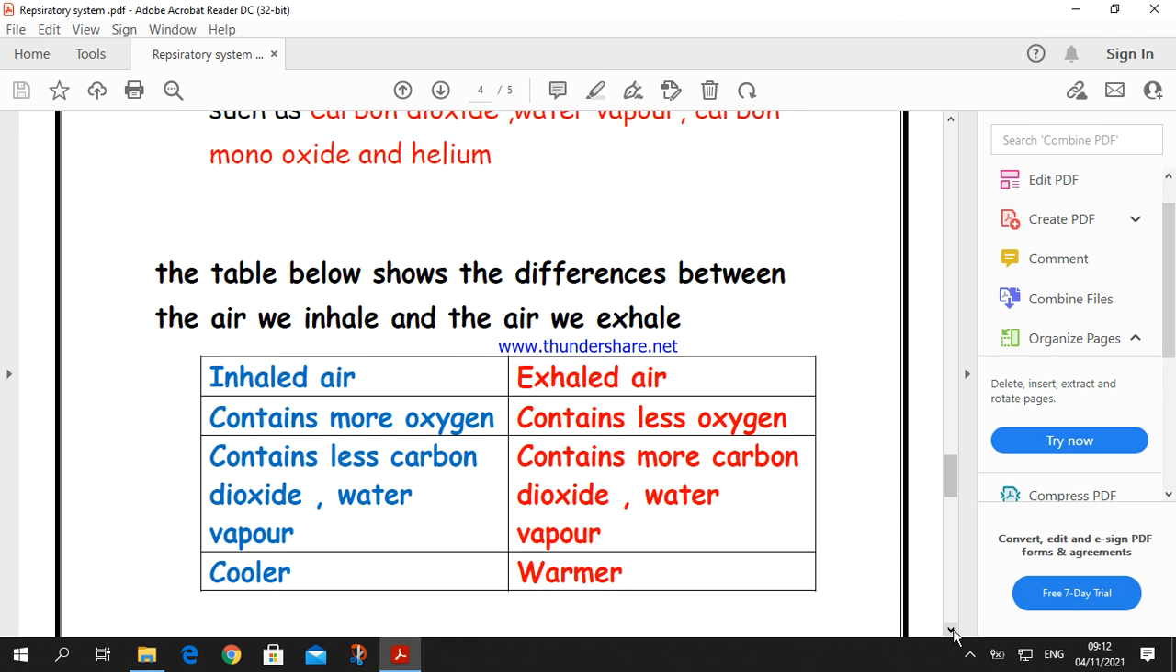And this is a table comparing inhaled air and exhaled air. Inhaled air contains more oxygen and a lesser amount of carbon dioxide and water vapor, okay? And inhaled air is cooler, but exhaled air contains less oxygen, more carbon dioxide and water vapor, and is warmer.